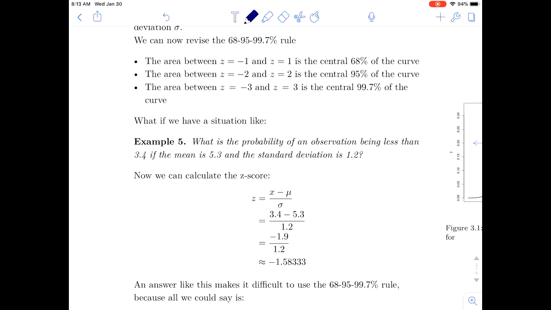So as I was warning you last day, we don't always use the 68, 95, 99.7 rule. We might want more precise values, and that's where the Z table comes in. If you don't have a table with you today, you can grab one, otherwise you can just borrow them. Anyways, in about 2 minutes, you'll need it.